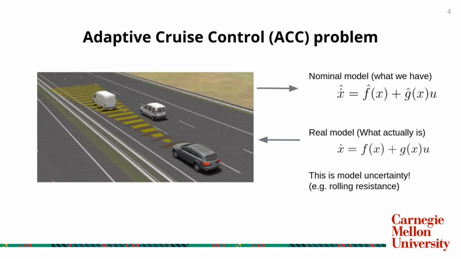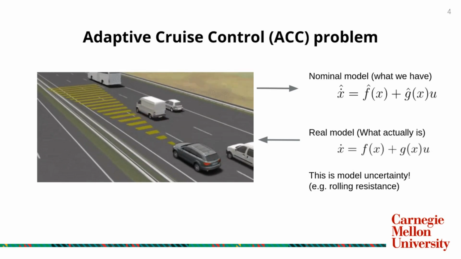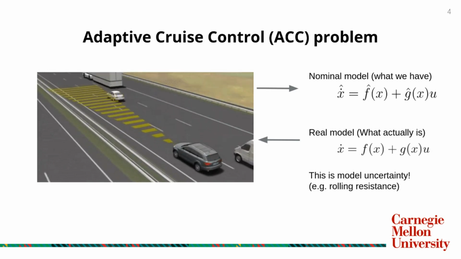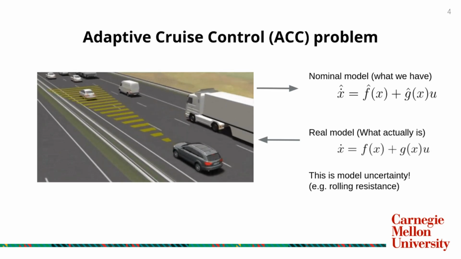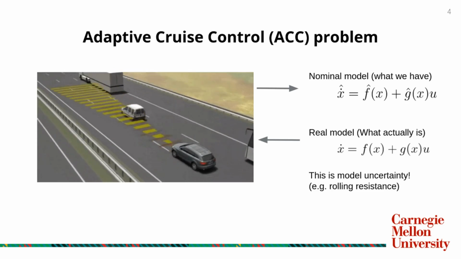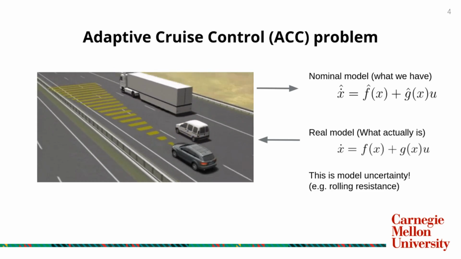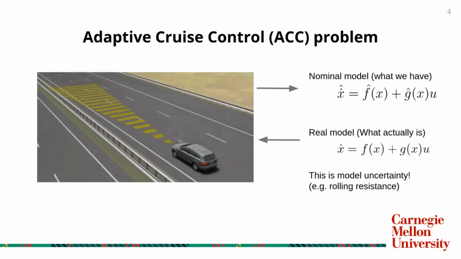The problem is that we don't have a real model. We have an approximation that is also called a nominal model. This is model uncertainty. So specifically for adaptive cruise control, we also have as an uncertainty the rolling resistance.